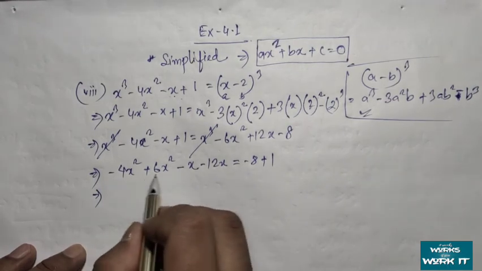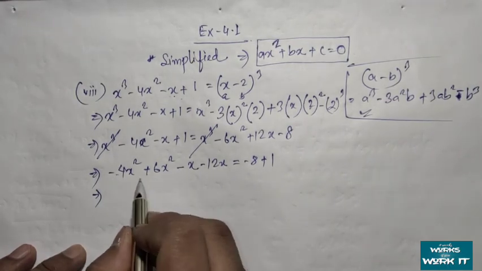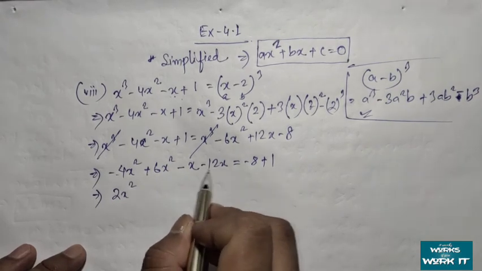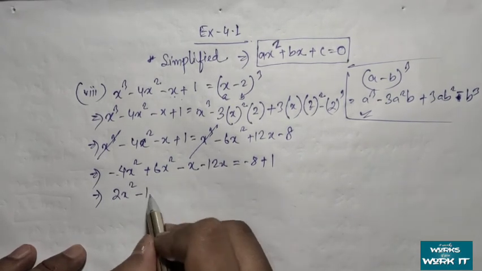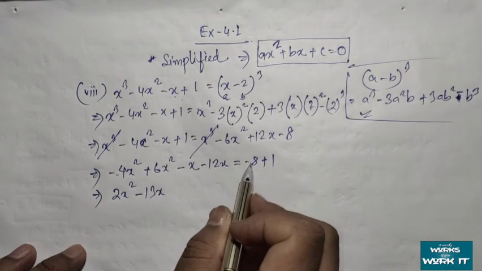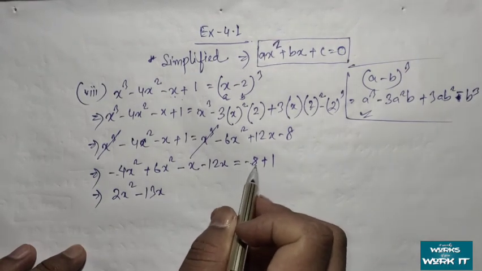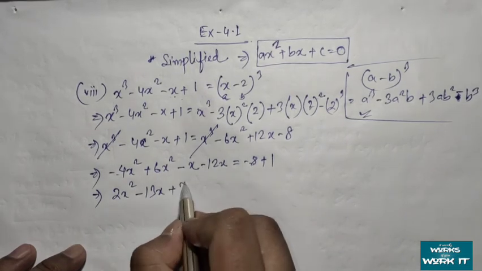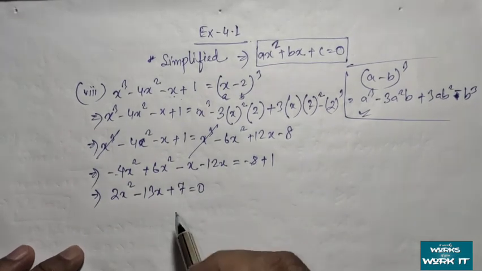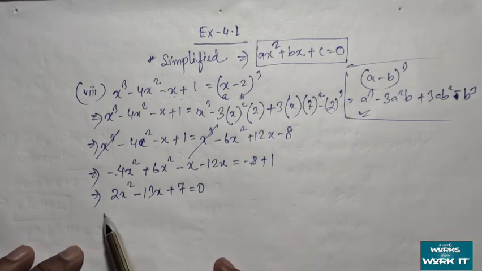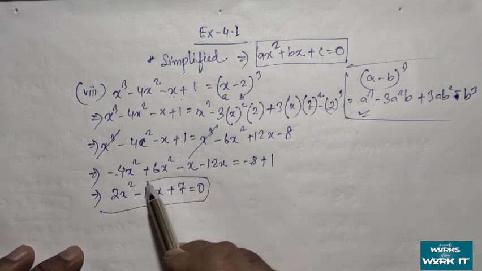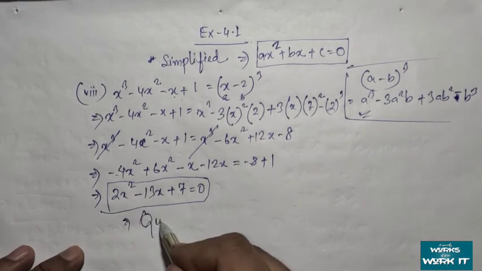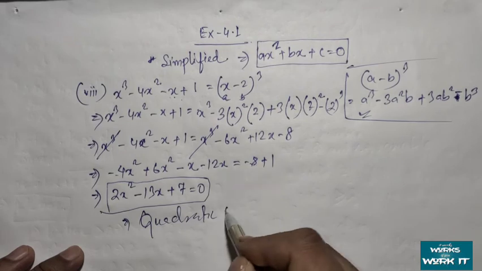If I simplify, it will be 2x square. Then minus x minus 12x gives minus 13x. And minus 8 plus 1 is minus 7. Bringing this to the left hand side, it will be plus 7 equal to 0. Now what is the degree of this equation? It is 2, so we can say that it is a quadratic equation.